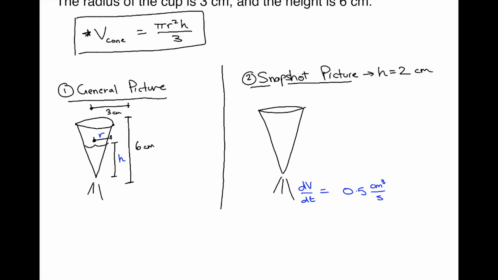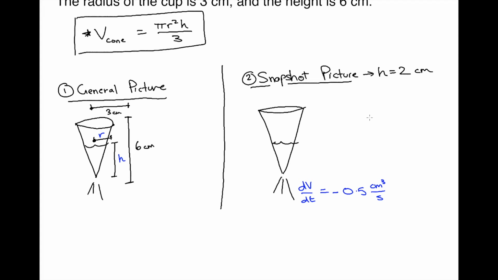So if we define V to be the volume inside the cup, that's what we've basically defined it to be. As water is leaking, this volume is decreasing, right? So as a result, this quantity, dV/dt, is going to be negative.